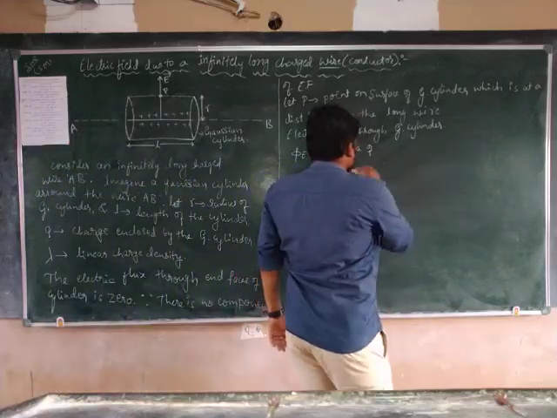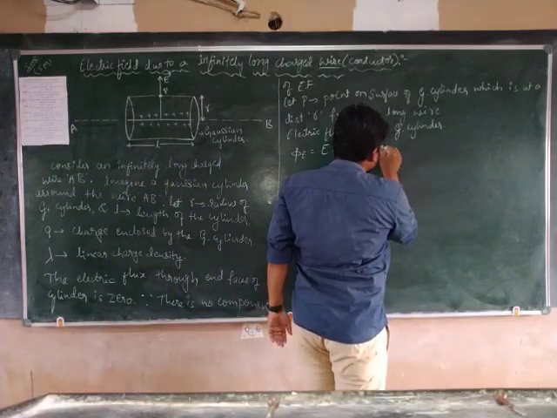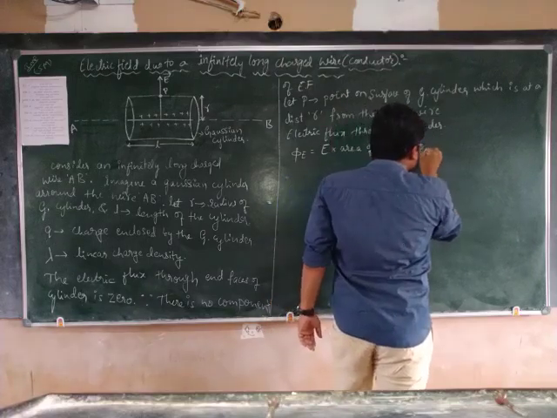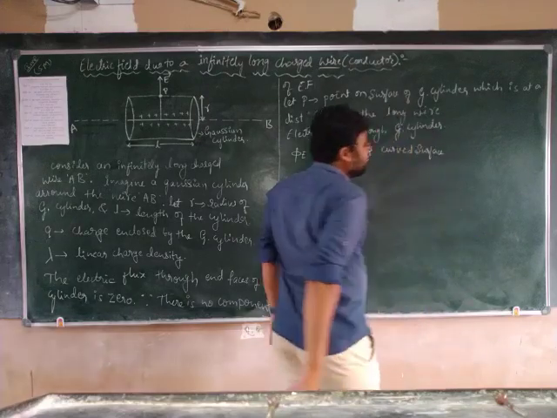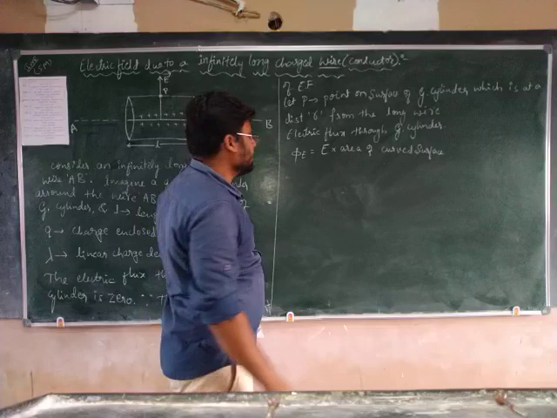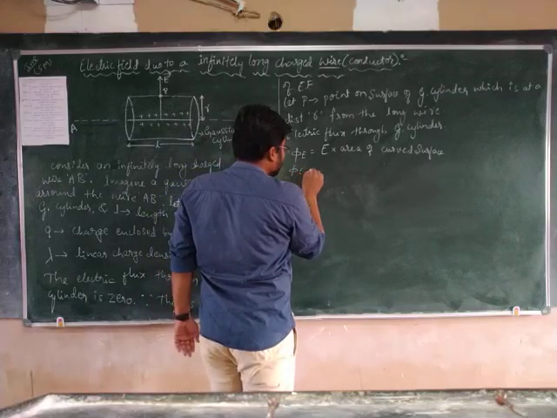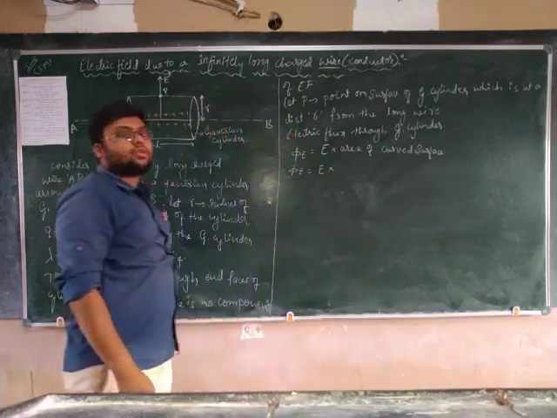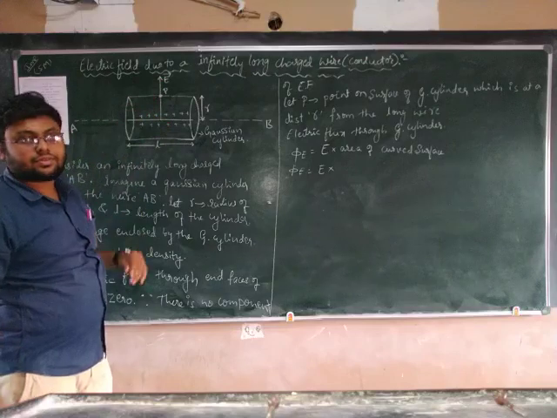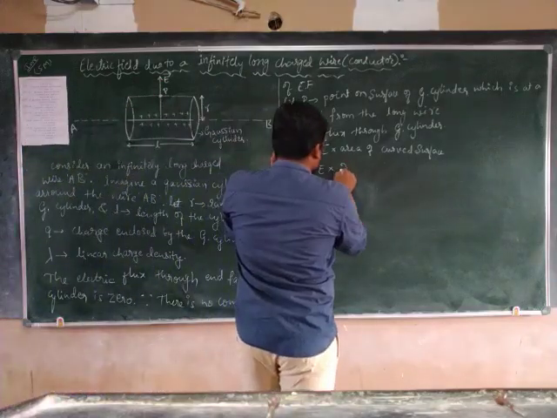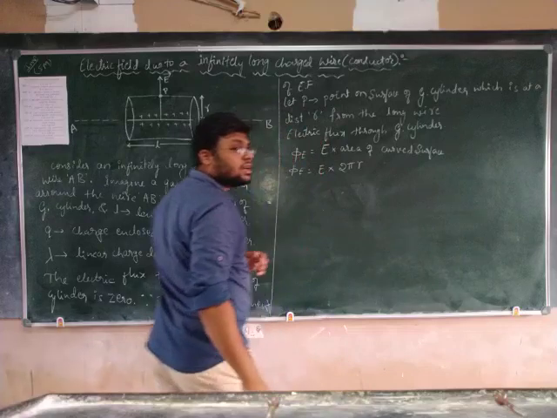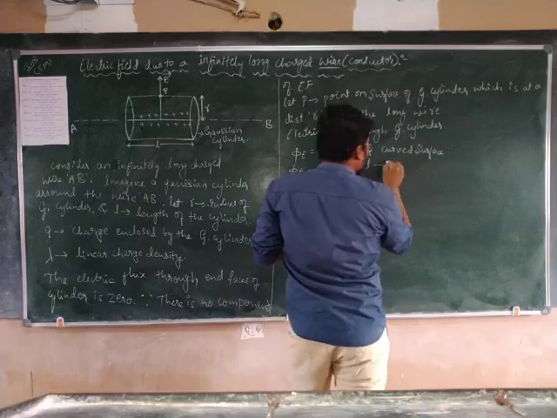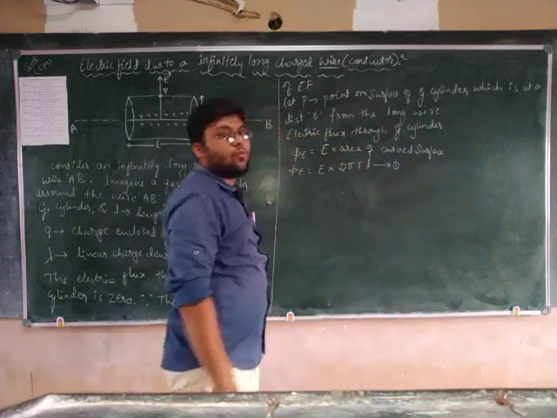So E into area of curved surface, area of curved surface of Gaussian cylinder. So phi E is equal to E into, what is the formula to find out area of only the curved surface? That is 2 pi r into length L. Okay, so call this as equation number 1.